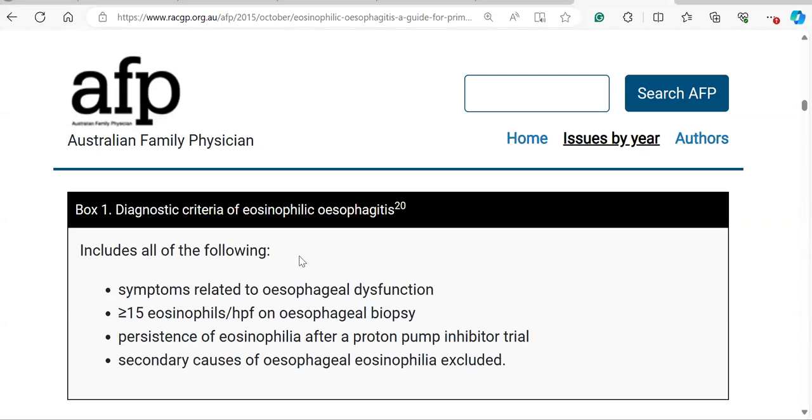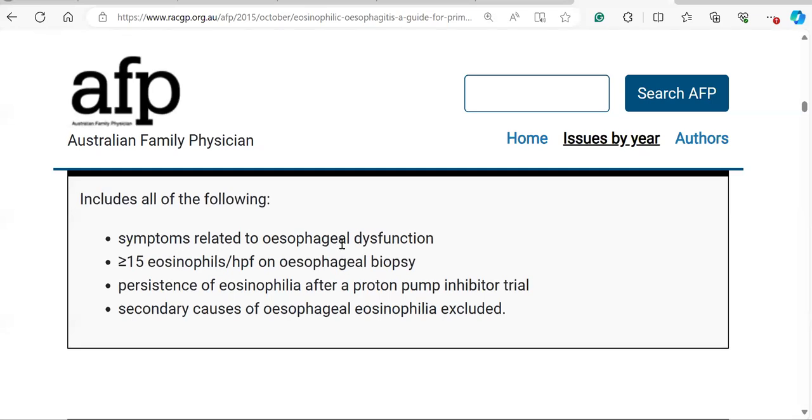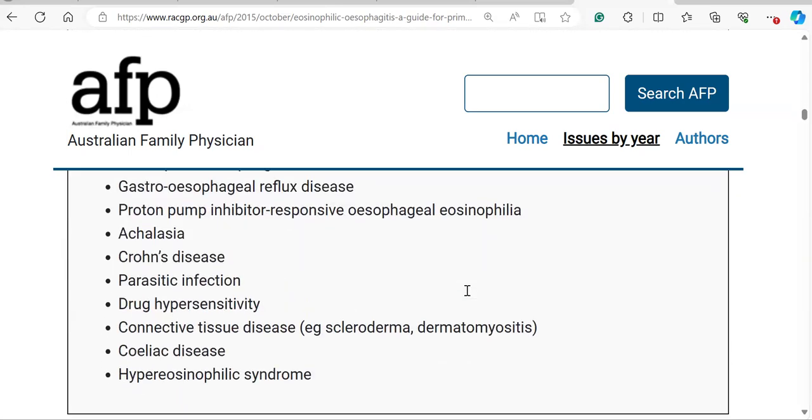Okay, so this is the diagnostic criteria for eosinophilic esophagitis. First of all, symptoms related to esophageal dysfunction, which means feeling something is inside the throat; more than 15 eosinophils on esophageal biopsy; and persistence of eosinophilia after a PPI trial. So you give a trial with a PPI and then you do an endoscopy, and if eosinophilia is still there, then it is likely to be eosinophilic esophagitis. Okay.